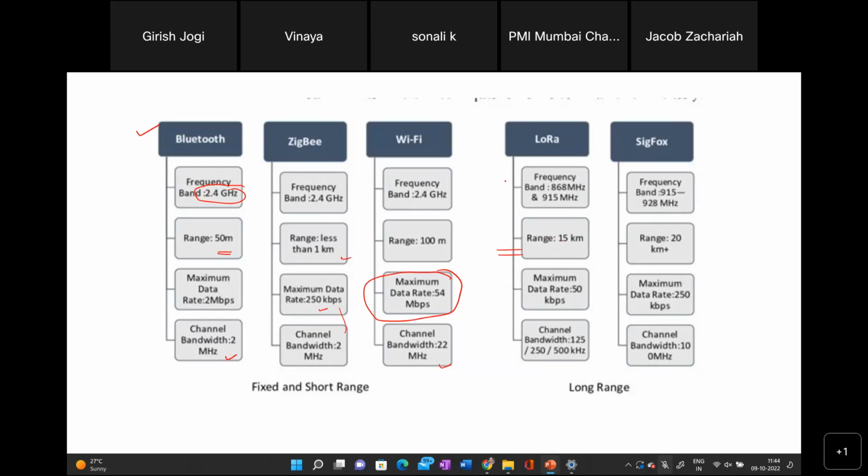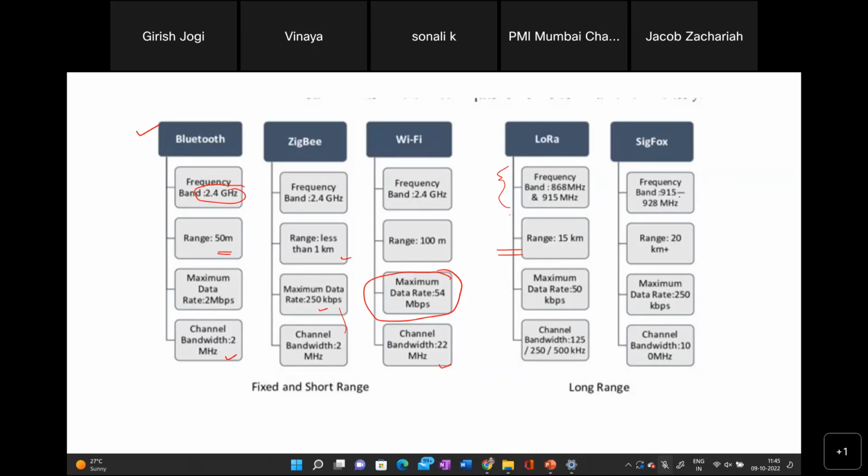And one of the basic reasons why you have higher range here is the frequency band used. LoRa uses the sub 1 gigahertz or 800 to 900 megahertz range, and that makes possible the use of higher range. But again, data rates are up to 50 kilobits per second, higher data rates are not possible.